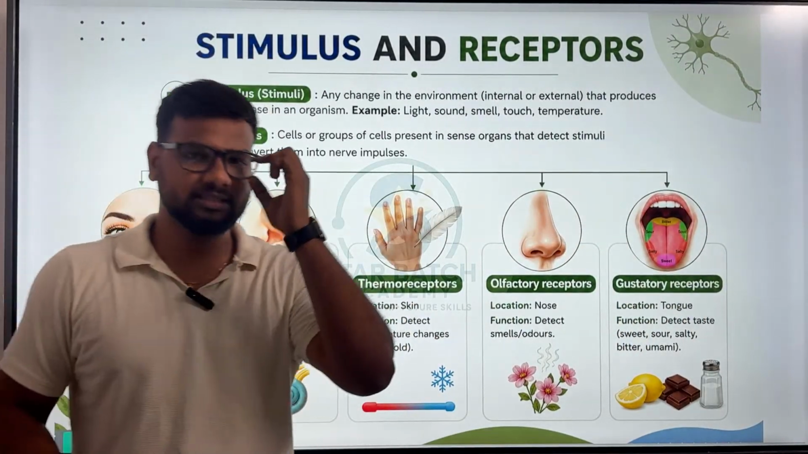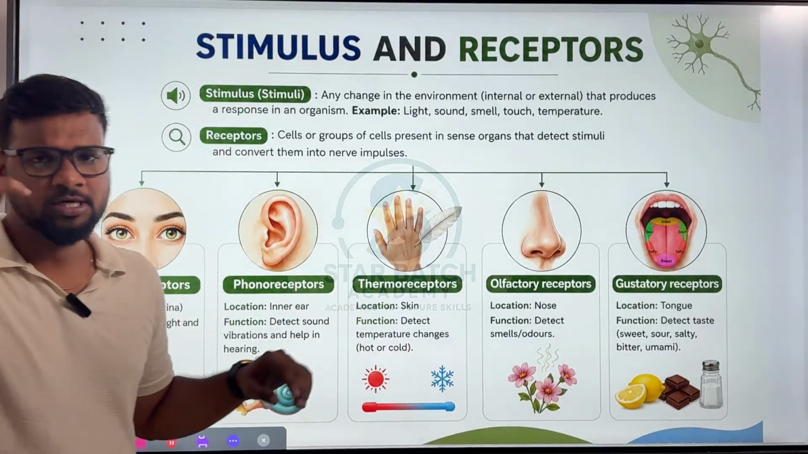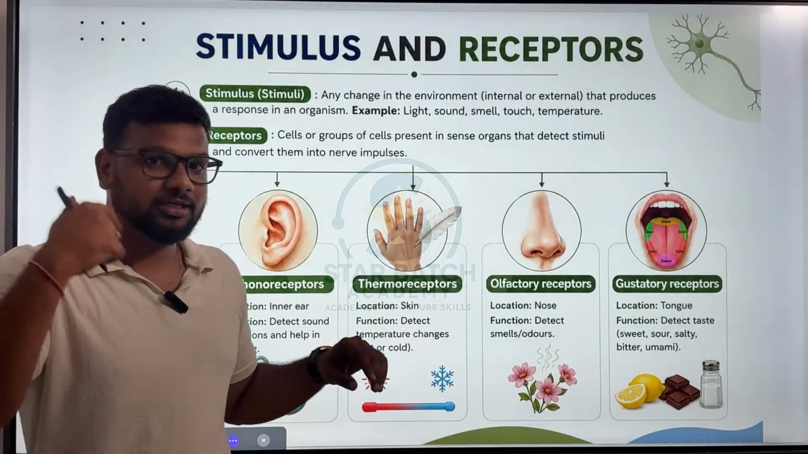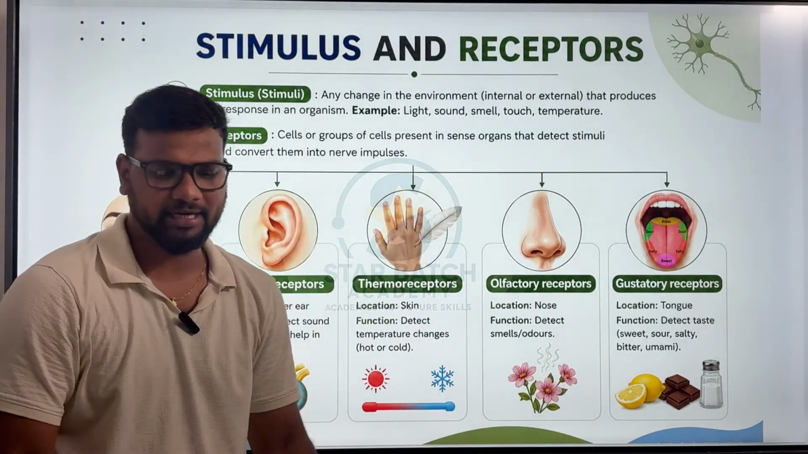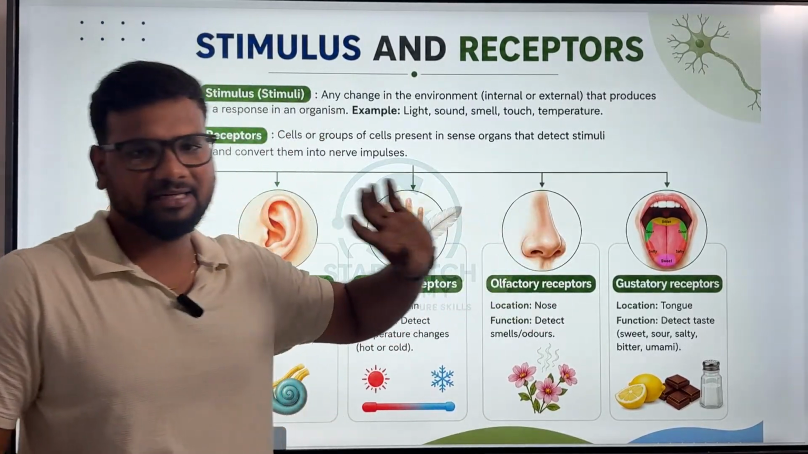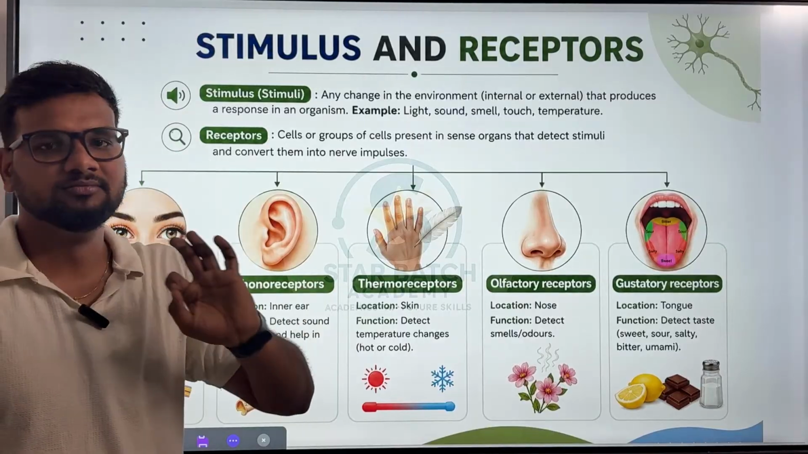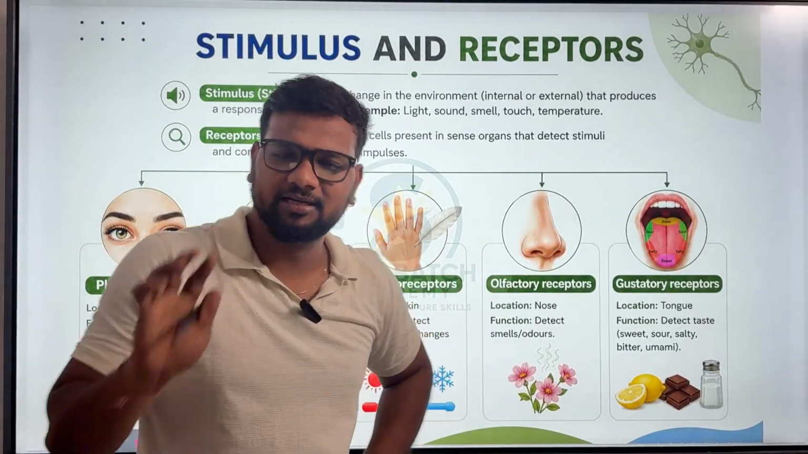Photo means light, eye receptors. Phonoreceptor, sorry, this one is the ear. Thermoreceptor is present throughout the body. This is thermo. Clear? And olfactory means smell. And gustatory means taste. With the taste, we get to know.